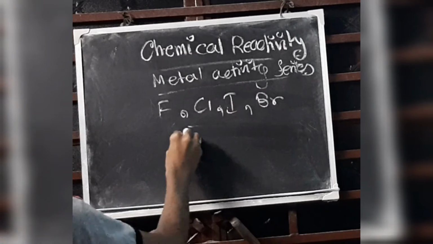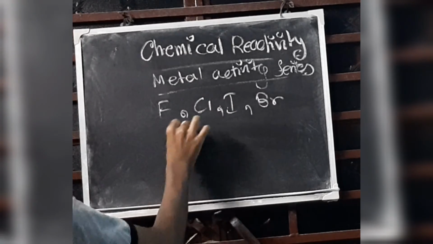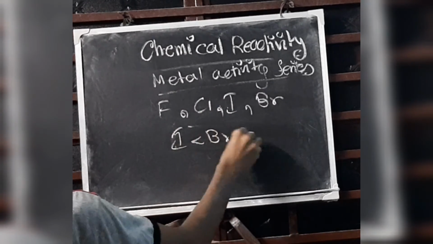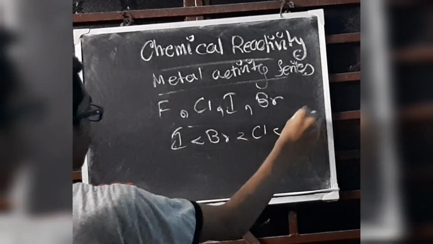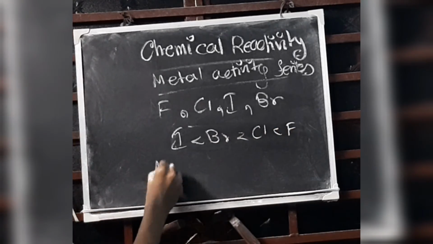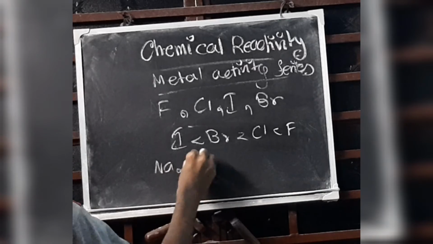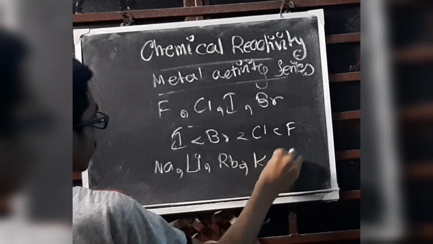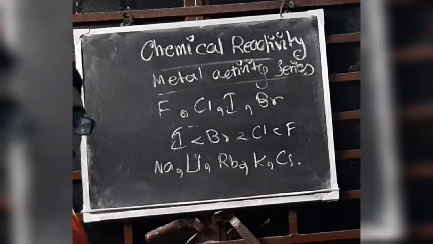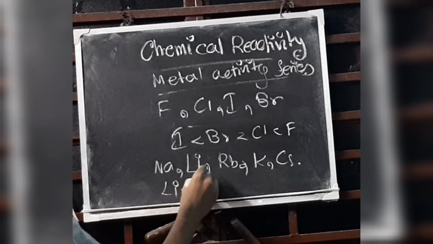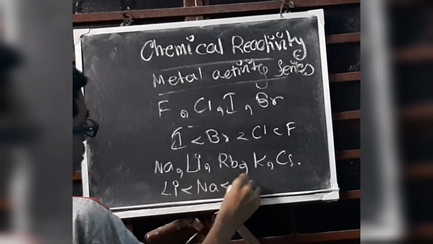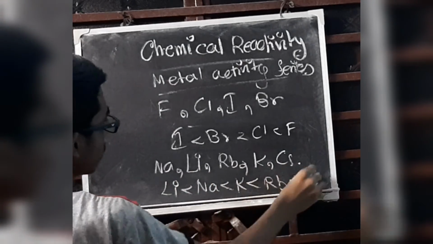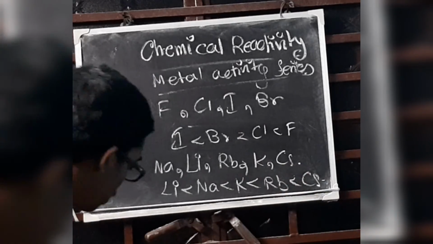Increasing means starting with the smallest and ending up with the largest. Now if sodium is given, lithium is given, Rb is given, K is given, and Cs is given, in that case what will you do? The least reactive is located above. So lithium is the least reactive, followed by sodium, followed by potassium, followed by rubidium, followed by cesium. So this is how you have to solve the question.